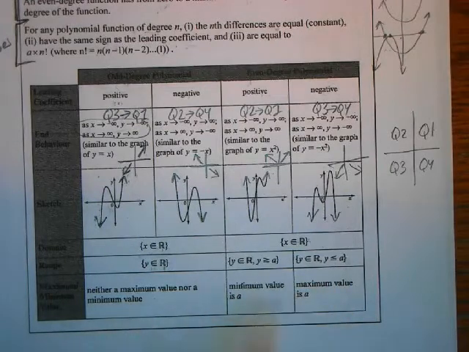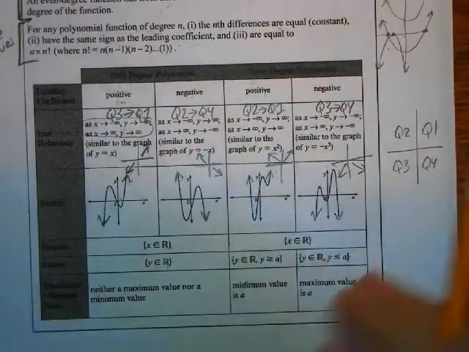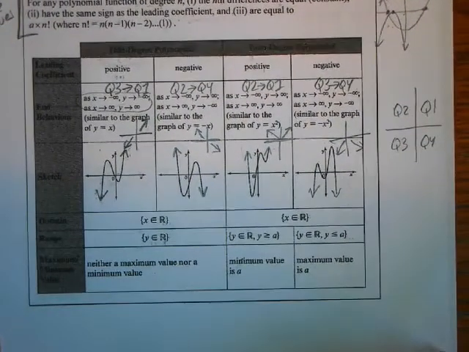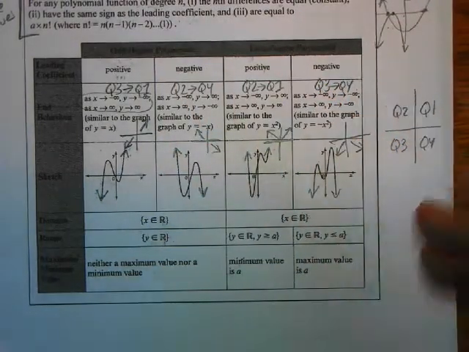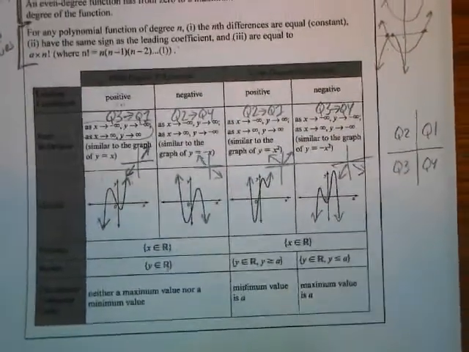Okay, and this just talks about what I just said here. So no max or min for odd degree. When we talk about minimum here, we're talking about global minimum. This has a global minimum, this has a global maximum. Okay, so that's a useful chart, just getting used to this. I think by the end of the unit, you won't have to refer to this. It should just come pretty natural to you.